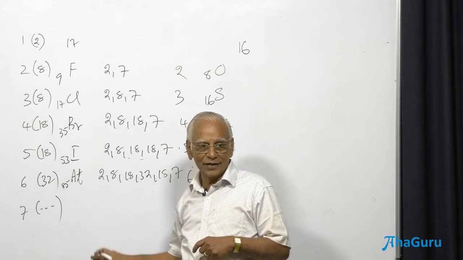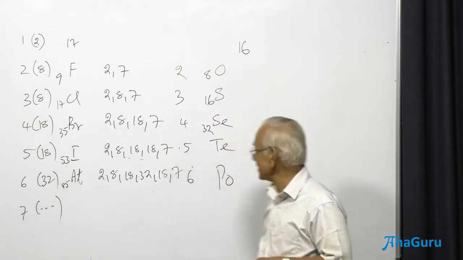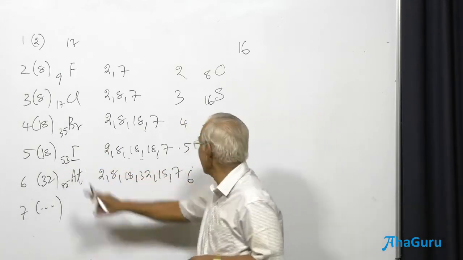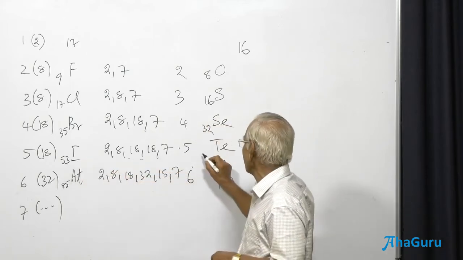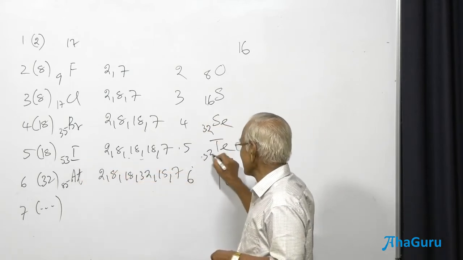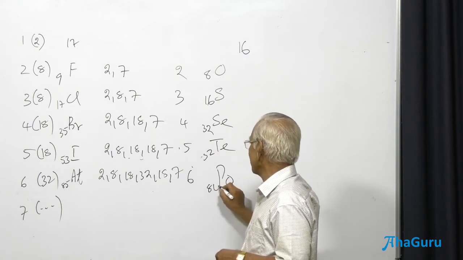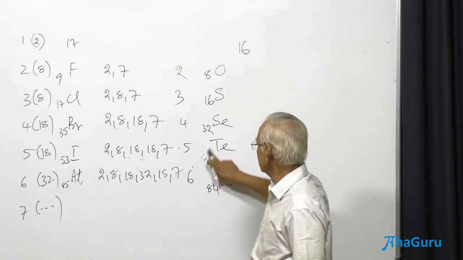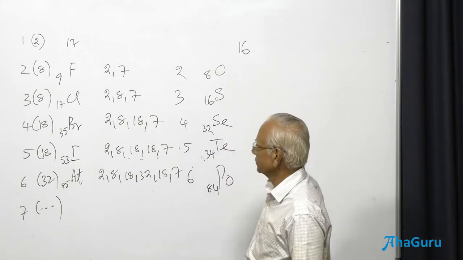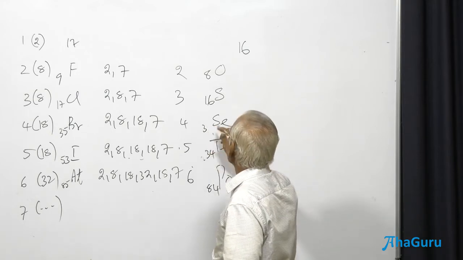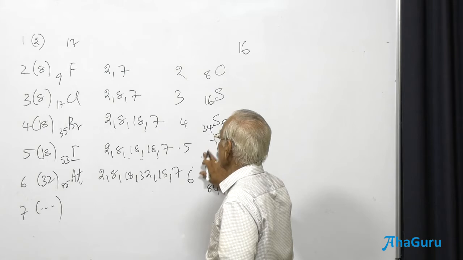Bromine is 35. It must be oxygen. This must be the previous element, 34. And you know the tellurium. Tellurium, its previous element. Therefore, it is going to be 52 here. And this is going to be 84 here. Selenium is 34, and this is going to be 52.